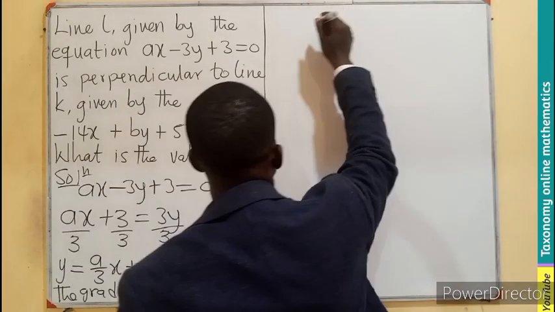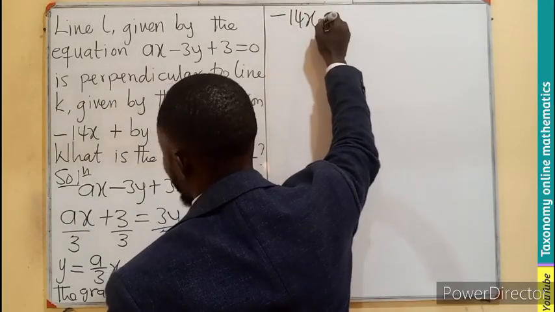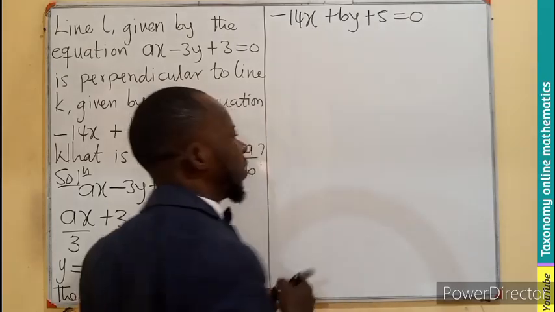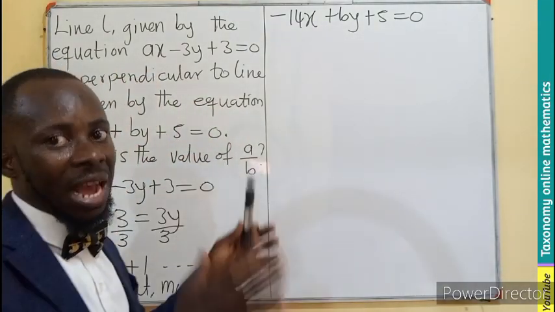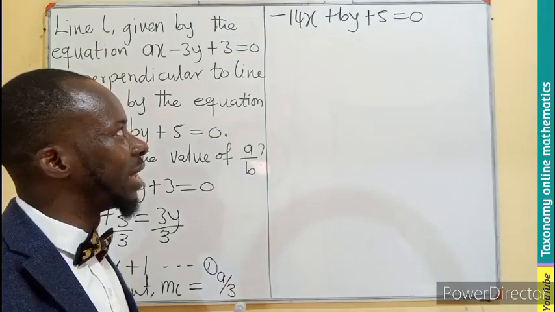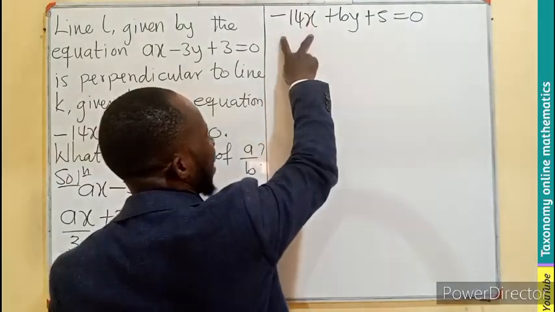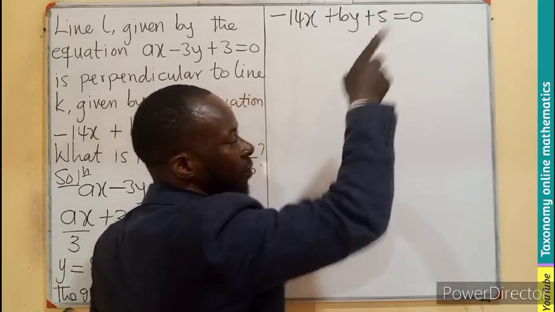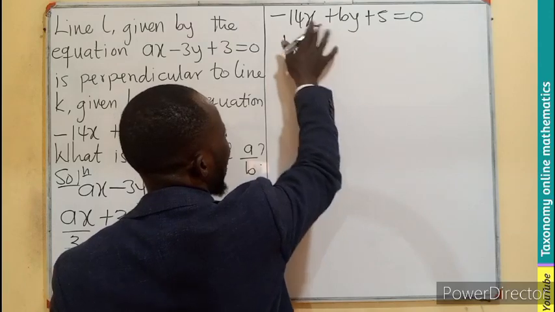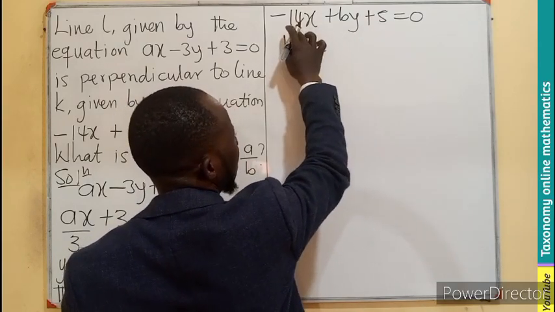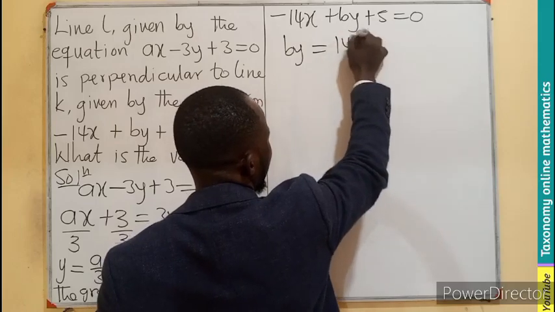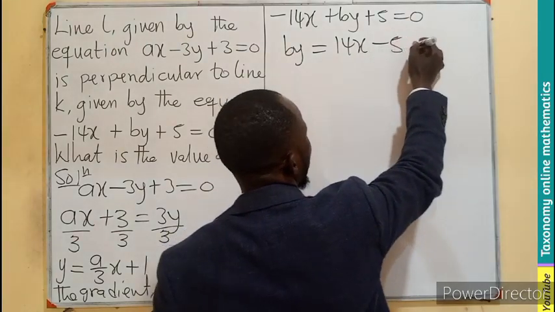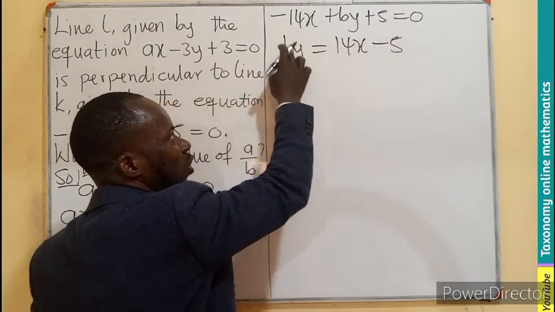So we have minus 14x plus by plus 5 equals 0. Since the y already has a positive coefficient, I maintain that on the left hand side. Then add 14x to both sides and subtract 5 from both sides. Meaning by will be left here, equals 14x, since this is added to both sides, and minus 5, since 5 is subtracted from both sides. We are looking for y, not by.